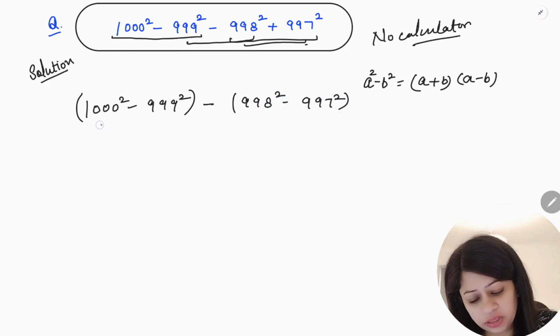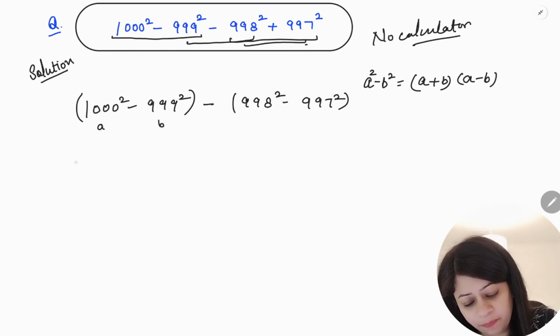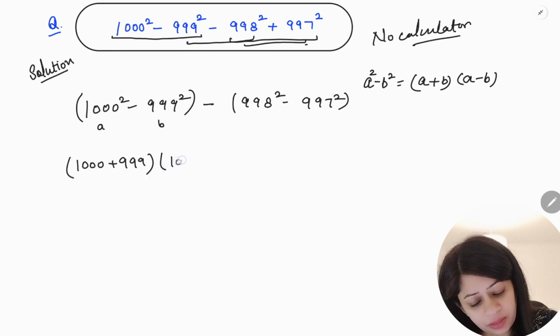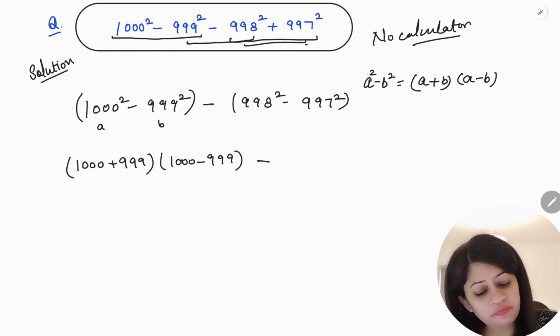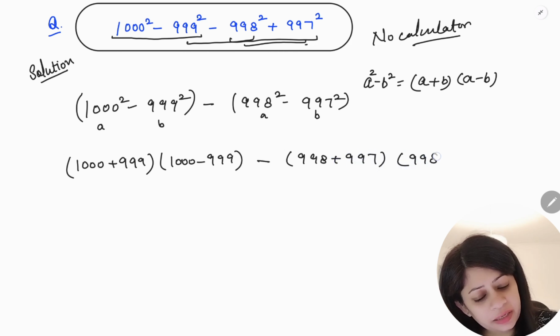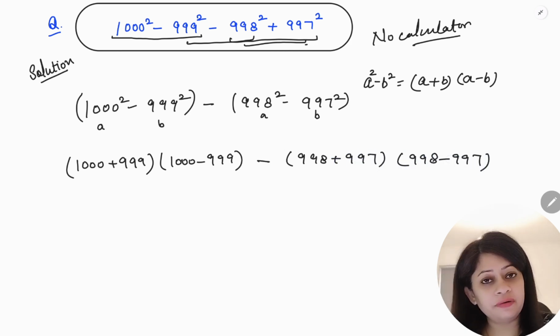So if you see, this is a, this is b, it will become a plus b, so that means 1000 plus 999, and it will become a minus b, right? 1000 minus 999, minus, if we see this is a, this is b, so this will become 998 plus 997, and this will become 998 minus 997, right?